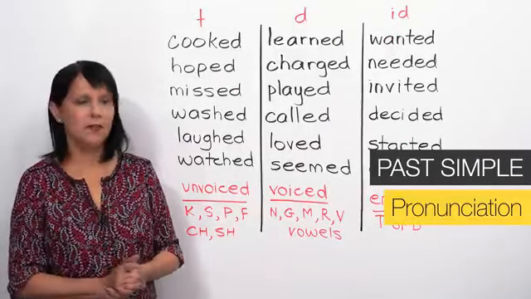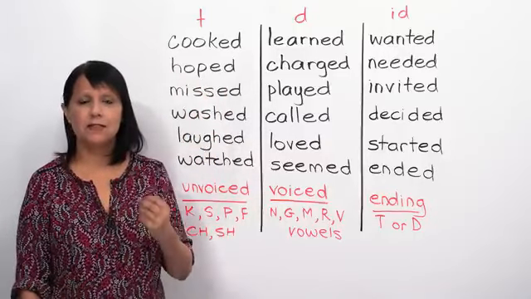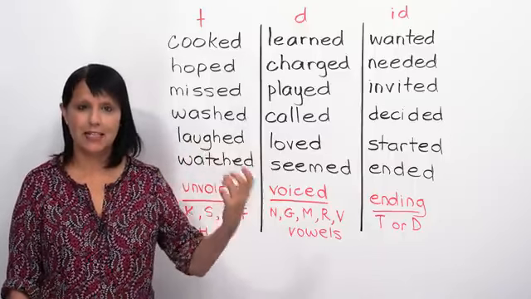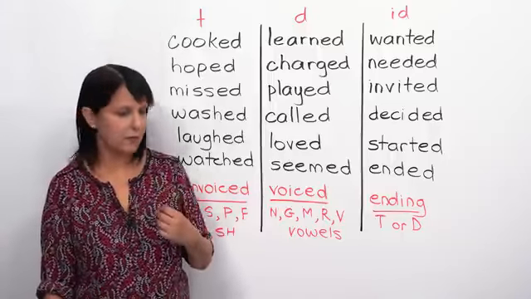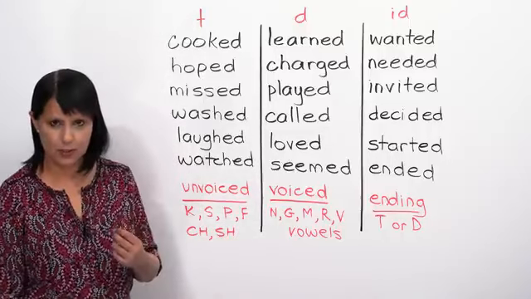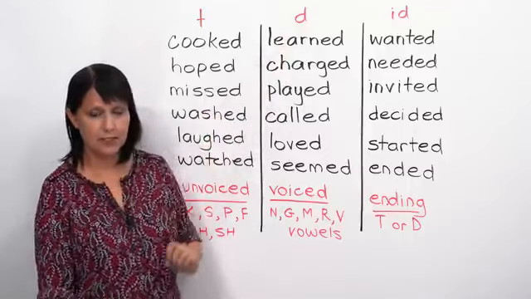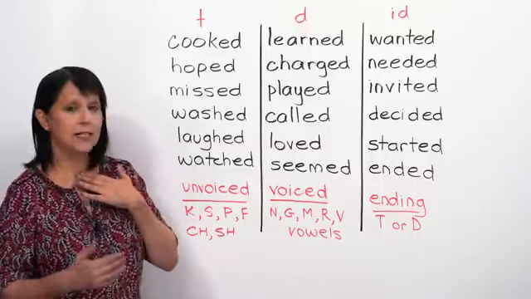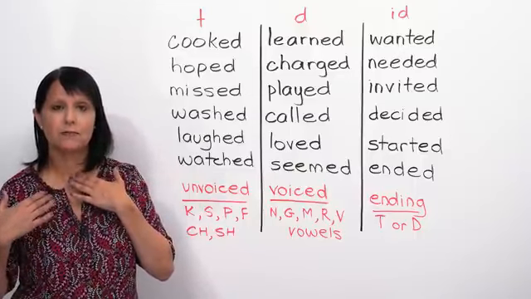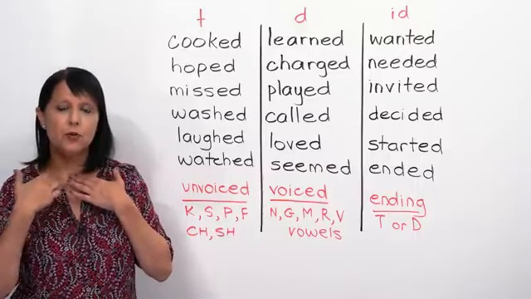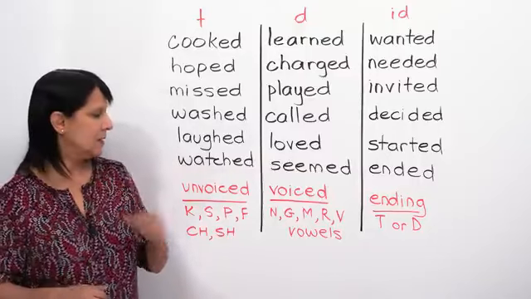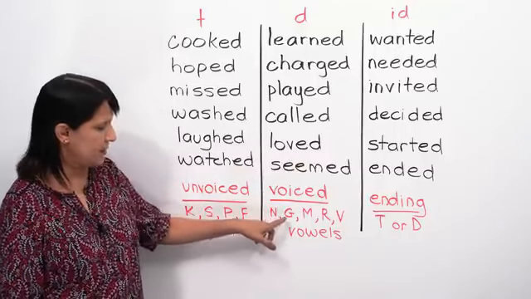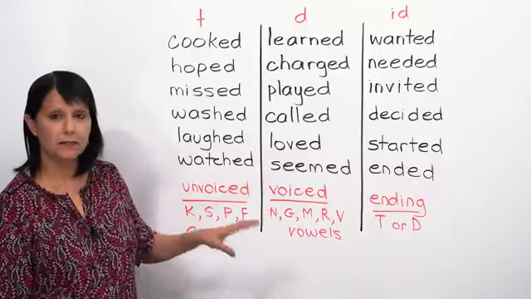The pronunciation of past tense regular verbs depends not on the spelling, but on the sound of the base form of the verb at the end. So, if the base form of the verb has a voiced sound, then we pronounce it with a D. What does that mean, voiced sound? It means that when you say it, it has a little bit of vibration. It creates some vibration or movement inside your vocal cords or your throat. Consonants that do that, voiced consonants, are N, G, M, R, V, vowels, and so on.